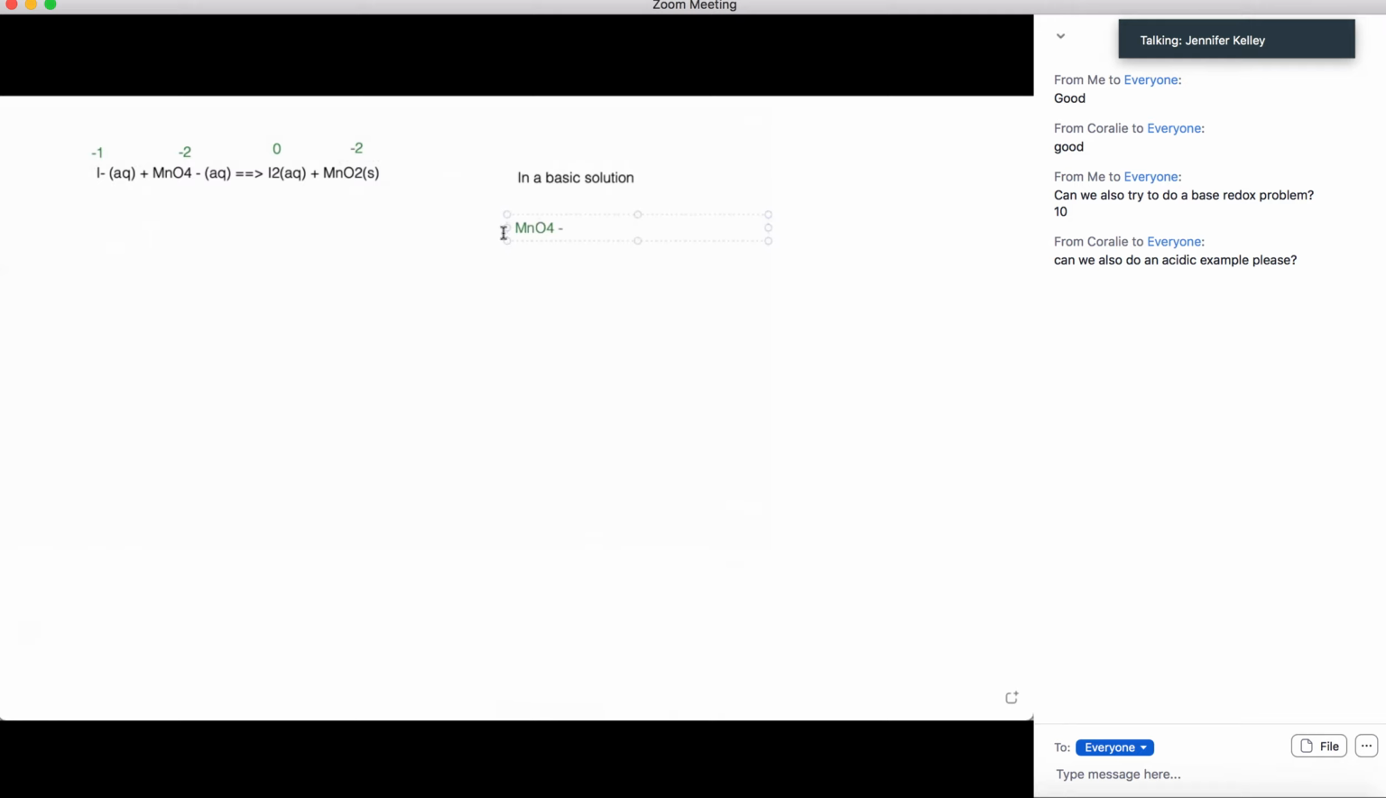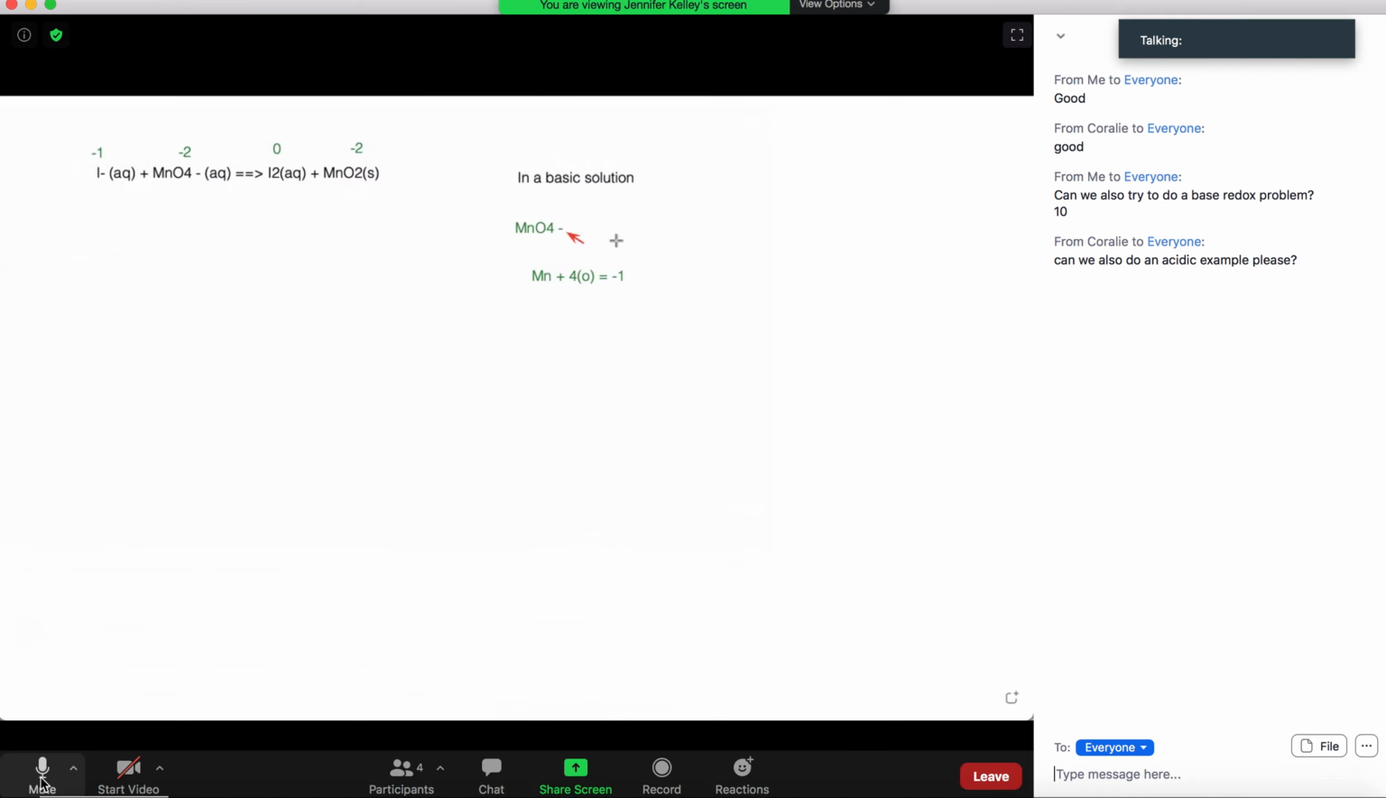So over here to the right, we're going to calculate MnO4 minus. We're going to calculate the manganese for this one. So it's manganese plus 4 oxygens equals -1. Now the -1 is coming from this negative charge right there. So the whole thing has to add up to whatever the molecule or ion's charge is. So far we've been using a lot of neutral stuff, but in this case it's an ion.